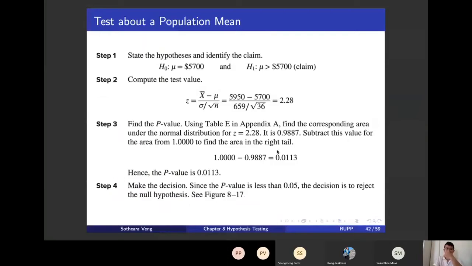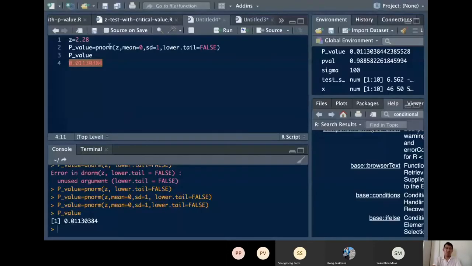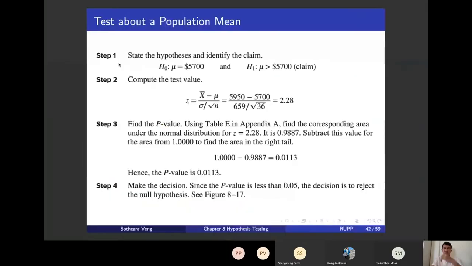Here, it is this case. By using the table, first of all, you have to find the area to the left of this z, but the p-value is the area to the right. So you have to subtract the area to the left from 1, and then you obtain the area to the right, which is 0.011, which is given by R with this code. So I don't recommend using the table, but using R.